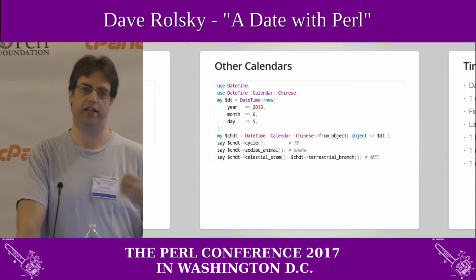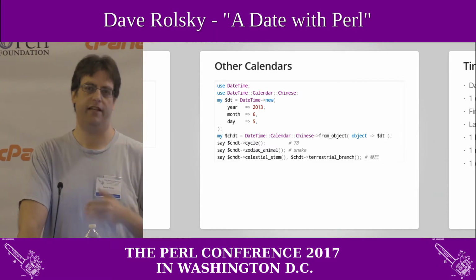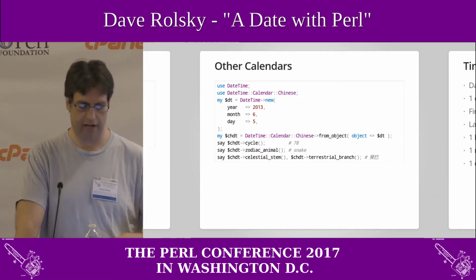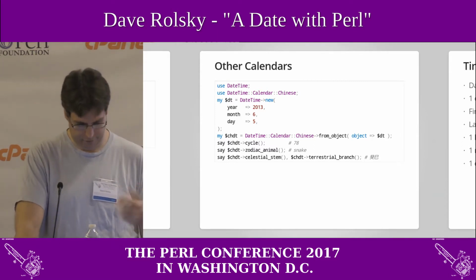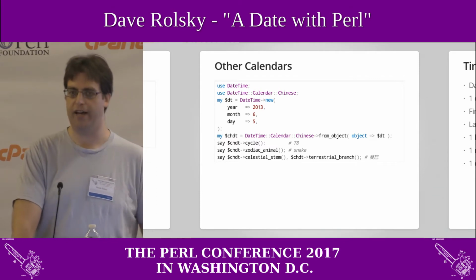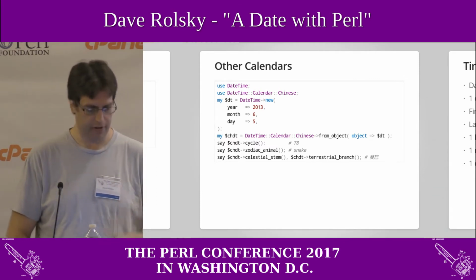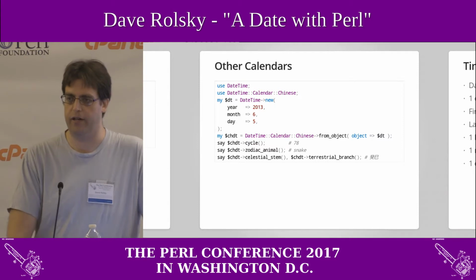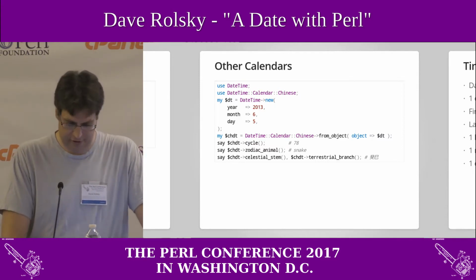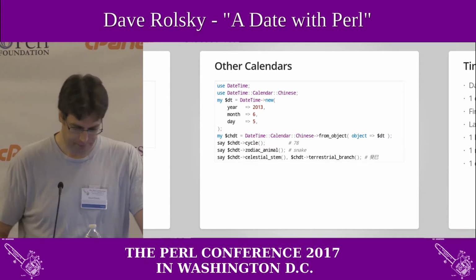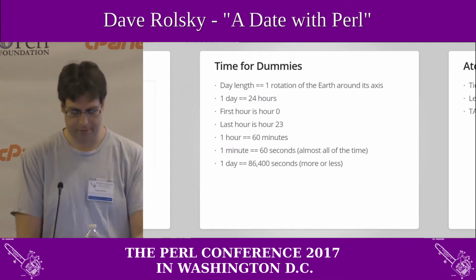So the way you can do this, you have a DateTime that we've constructed, and then you can get a Chinese calendar object from the DateTime object, and you can also go the other way, and then of course you can get Chinese information about what the zodiac animal is, in case you were wondering. So on June 5th in 2013, which is probably when I first gave this talk, it was the year of the snake.